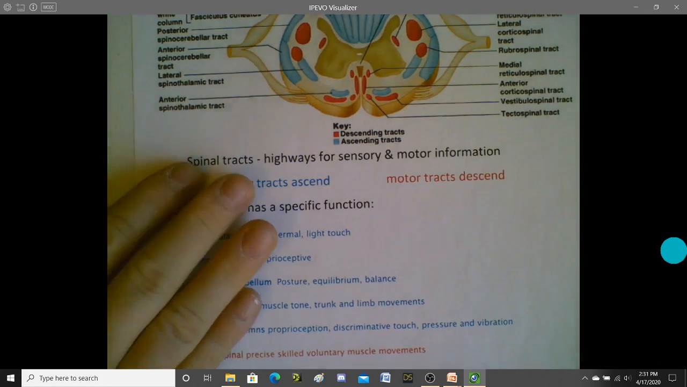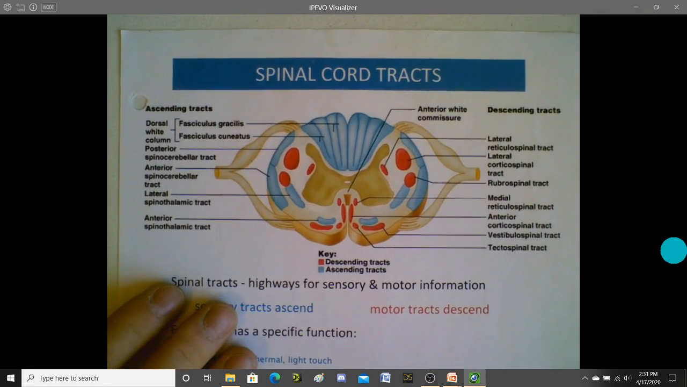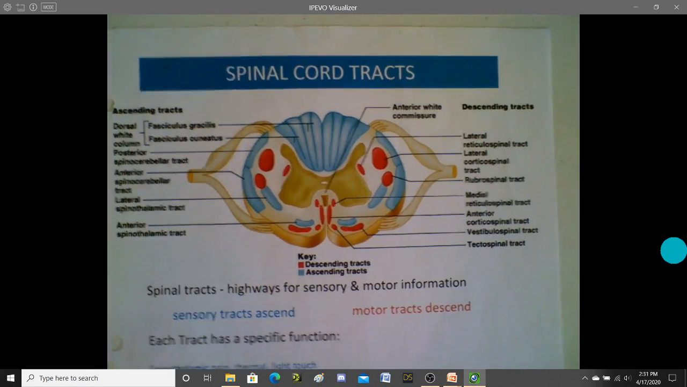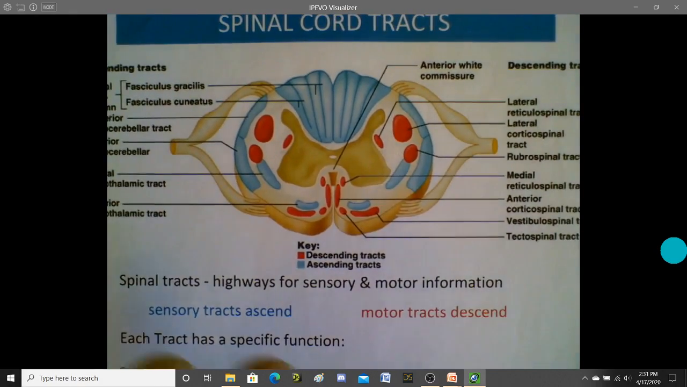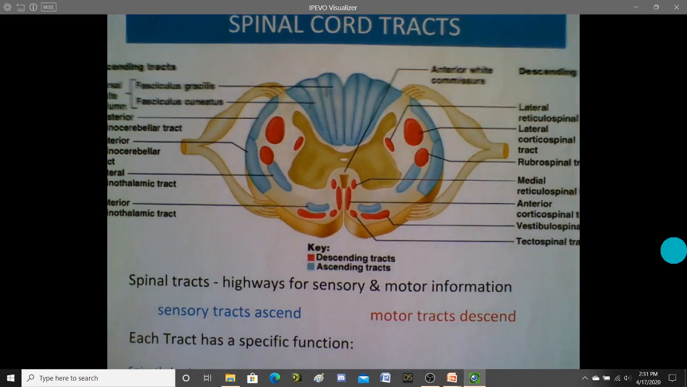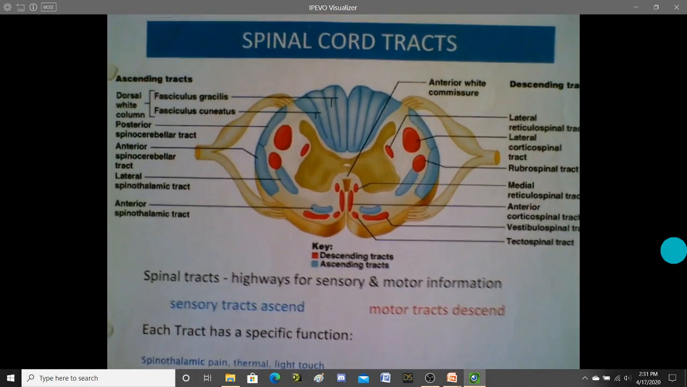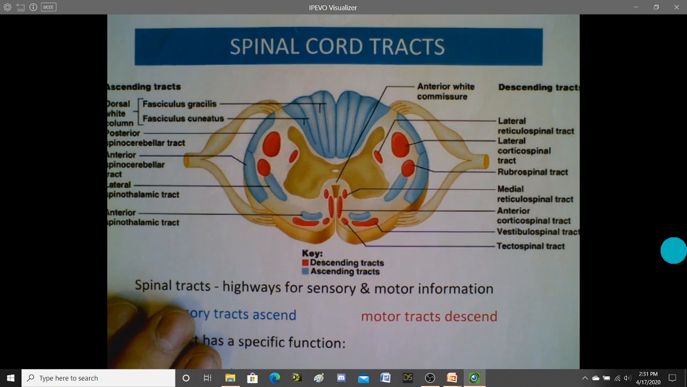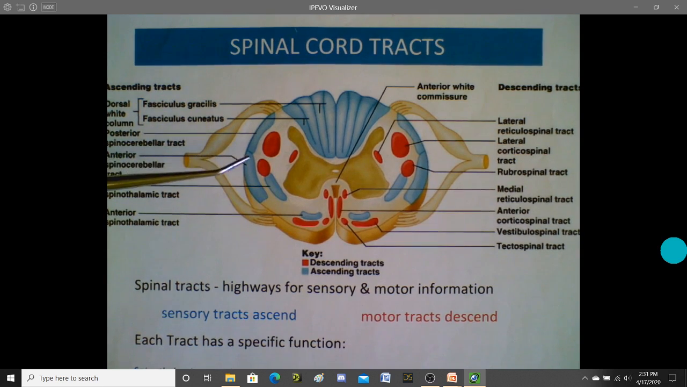in more detail. Now, here's what's really cool and kind of crazy, is that our spinal cord is not just one big cord. It's actually made up of a bunch of small cords all bundled together. So if you look at our picture here, I have this color coded so that red always represents motor tracts and blue represents sensory tracts.